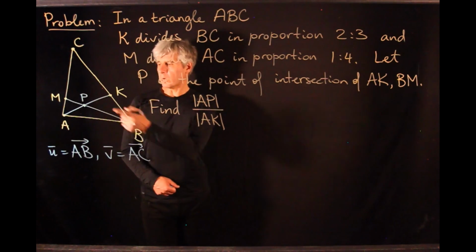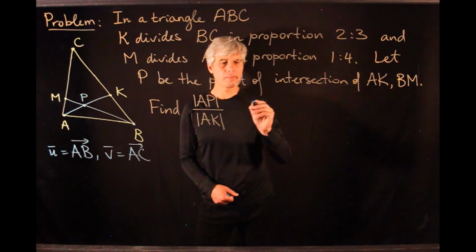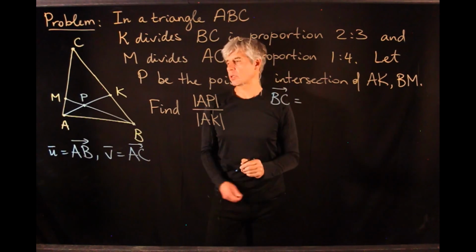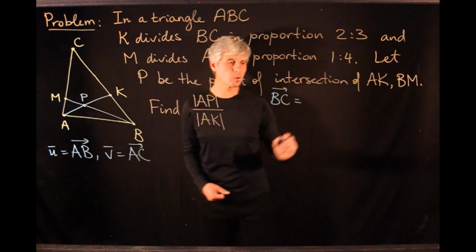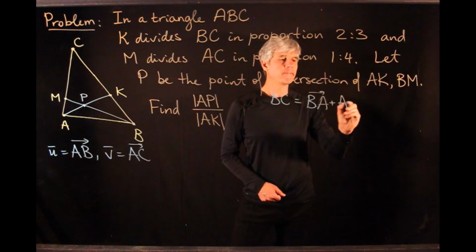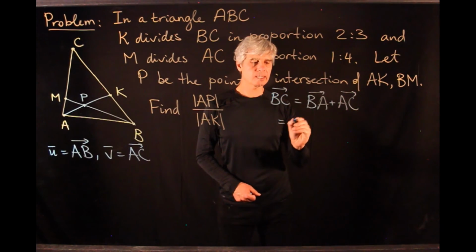Before we do this, let's start with the vector BC. We can write that BC, using the head-to-tail rule, we're going to pass through A, so this is BA plus AC. And so BA is negative AB.